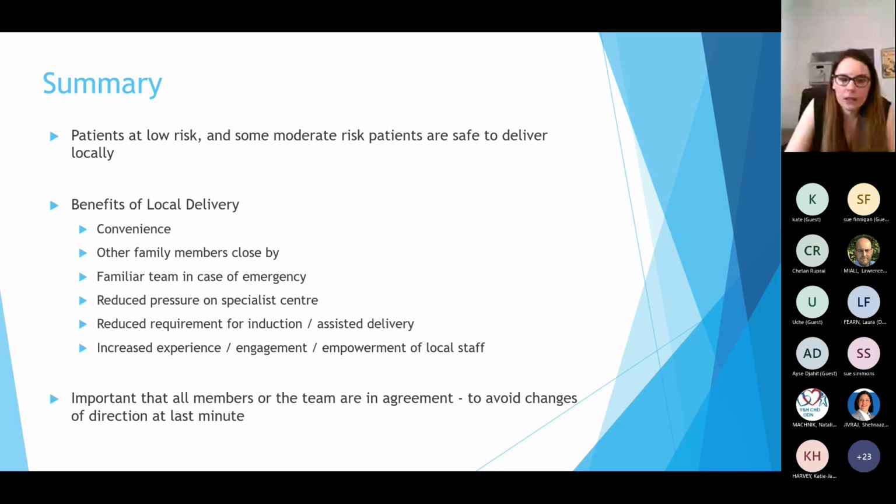And finally, it's important that all members of the team are in agreement, not only in the tertiary centres but also in the local hospitals, both cardiologists, obstetricians and anaesthetists, and as Dr. English mentioned, communication is key, either by phone or through clinic letters, to ensure that everyone is in agreement of the plan going forward, to hopefully avoid changes of direction last minute, which understandably can cause some distress to the patient.